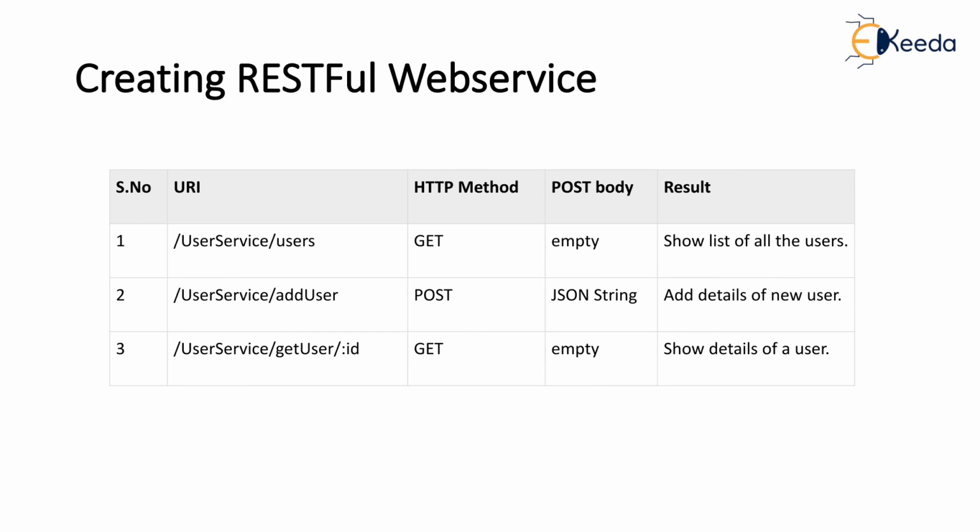409 is a conflict. It states a conflict situation while executing the method, for example adding a duplicate entry. So it is a conflict. 500 means internal server error. It states that the server has thrown some exception while executing the method. So these are all the different HTTP codes and descriptions.